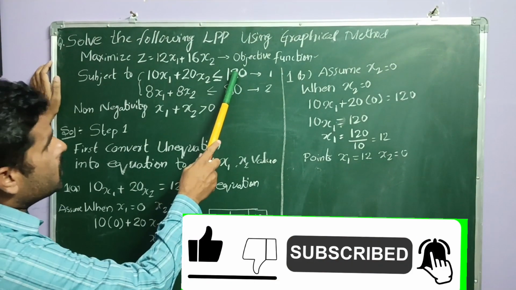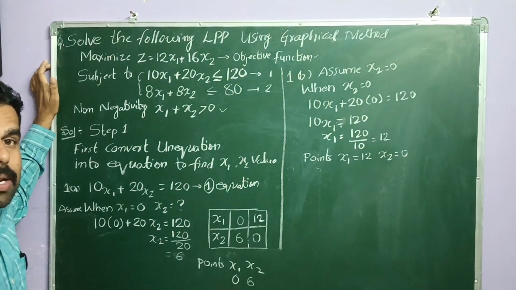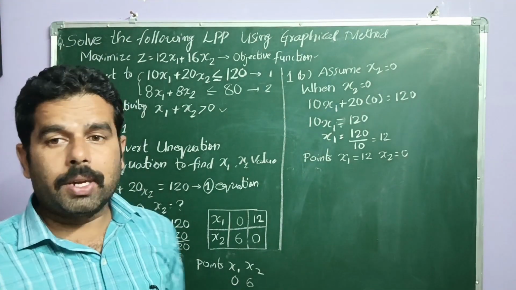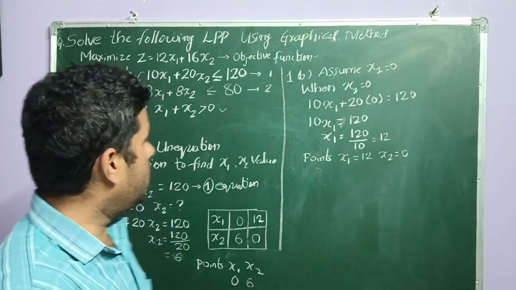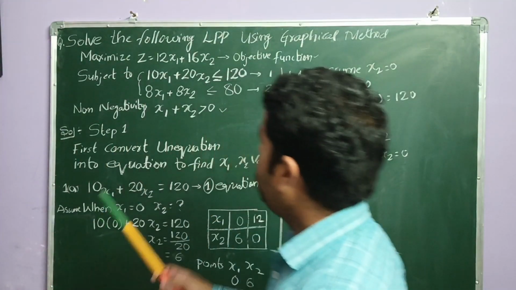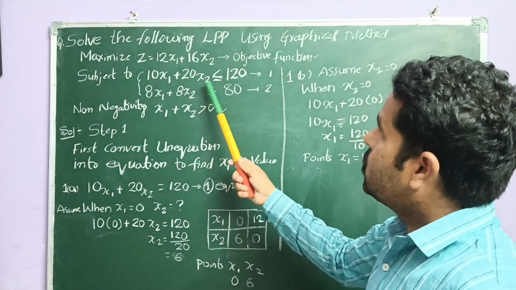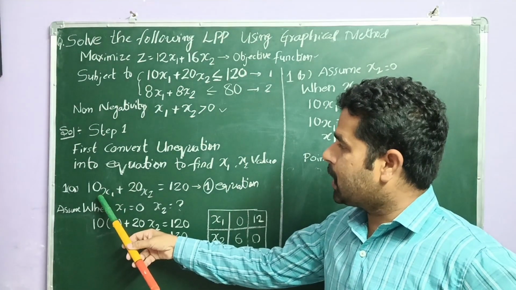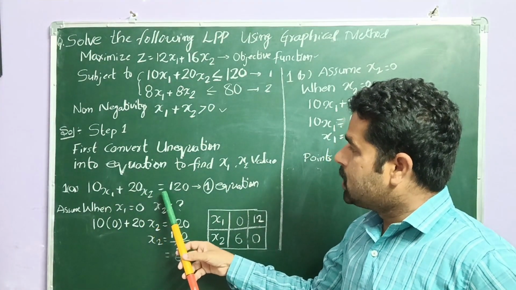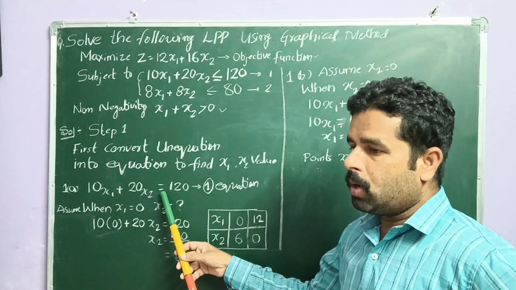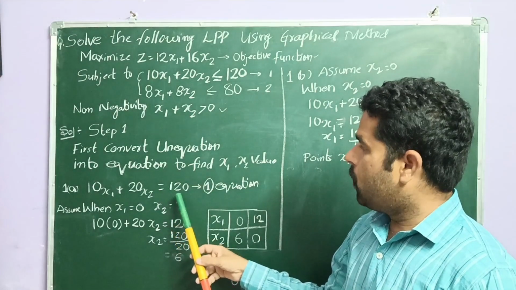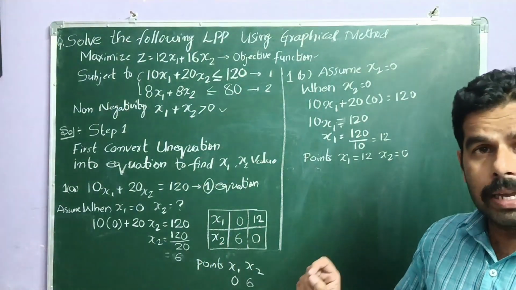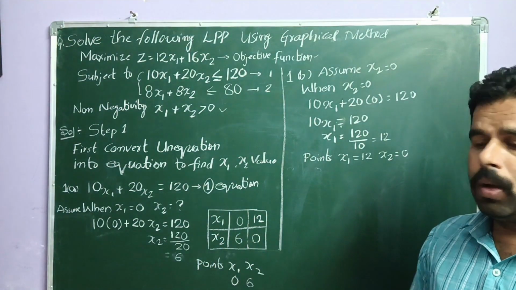Here constraint 1 and constraint 2 are the inequations, and the inequation should be converted into an equation. Listen carefully. The first is 10x1 plus 20x2 less than or equal to 120. The same step I will write here: 10x1 plus 20x2 equals, instead of less than or equal to, I am writing equals 120. So it is converted into an equation. When the equal to symbol is given, it is converted into an equation.